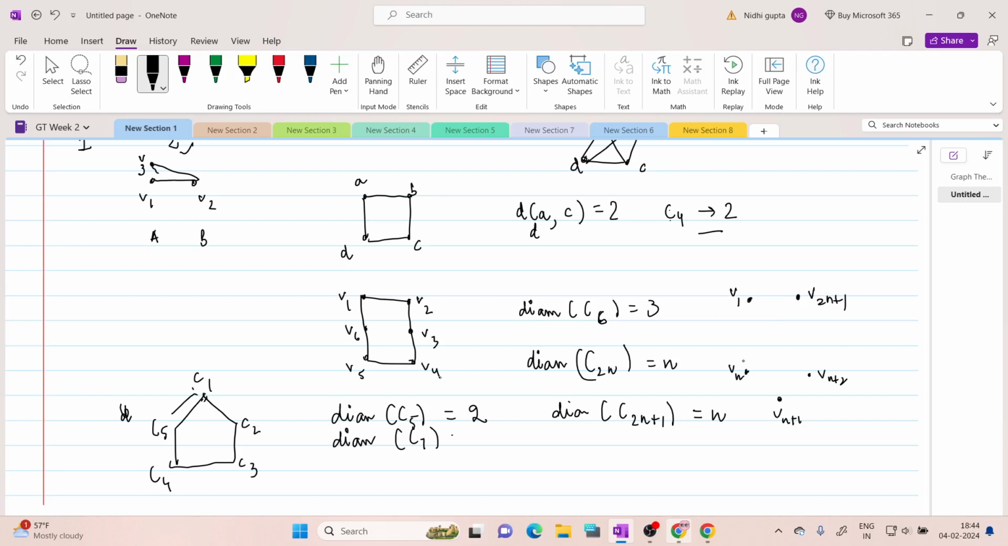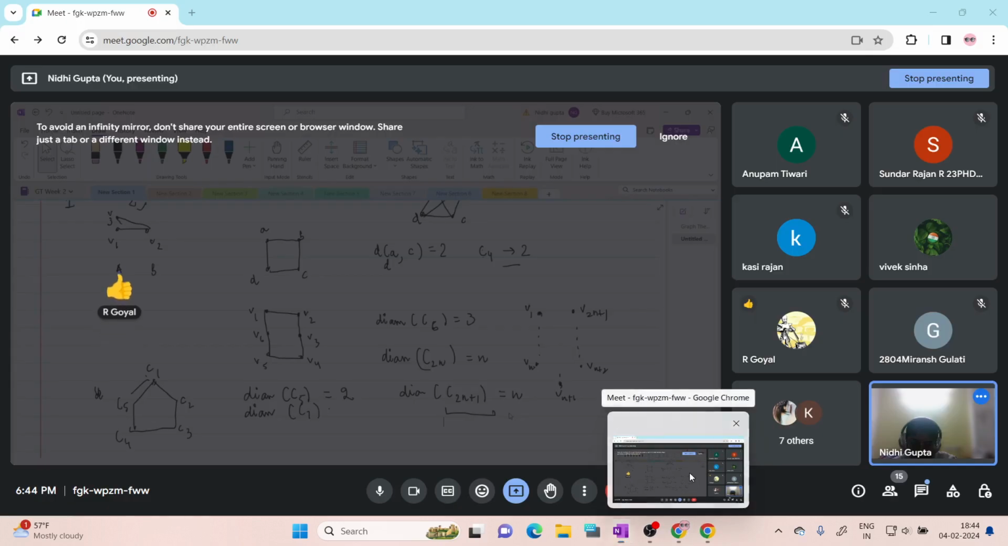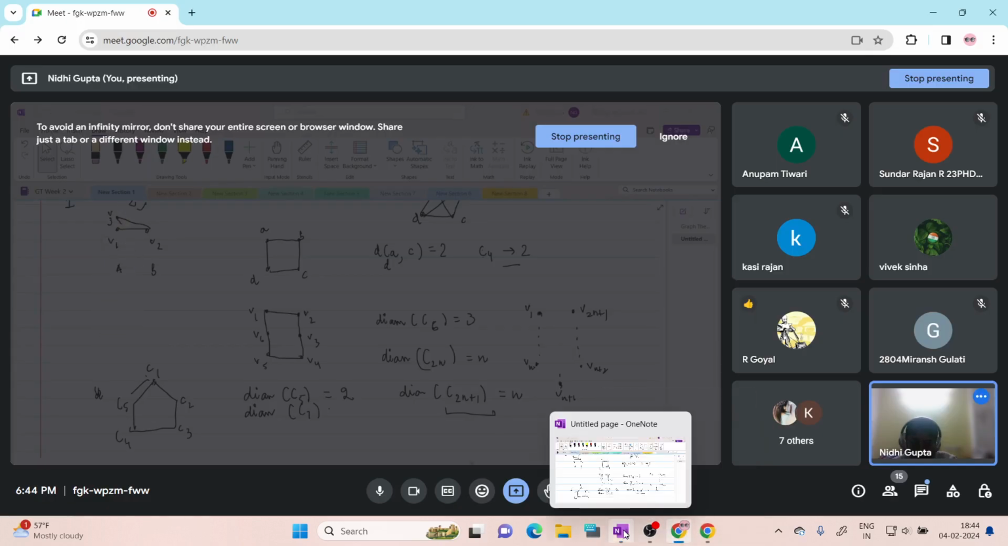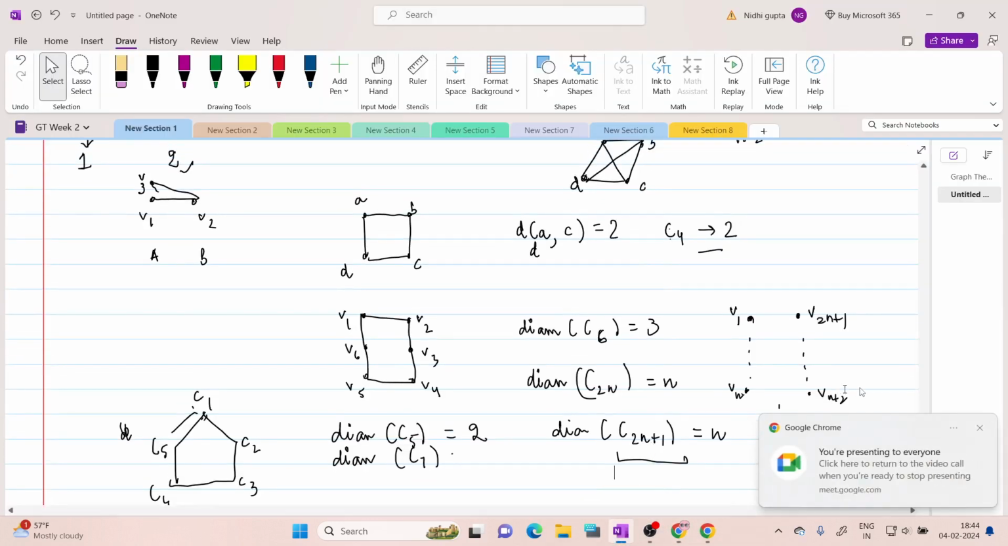So there are n vertices here, n vertices here, and one more vertex here. So this is the cycle. v1 and vn plus 1 are the farthest ones, and they have length n. Therefore the diameter of an odd cycle of length 2n plus 1 is n. So is everyone clear why the diameter of C2n plus 1 is n?